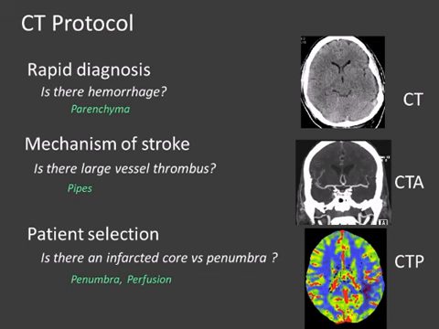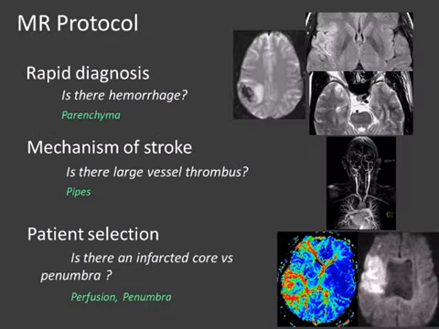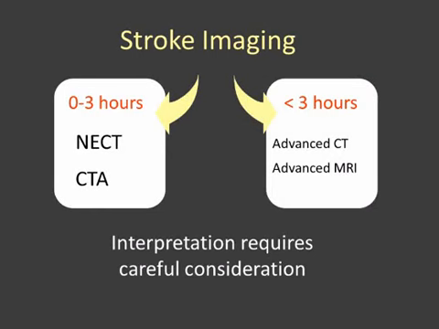You do a CT protocol. With a non-enhanced CT, you answer the question if there is hemorrhage or hypodensity. With a CTA, you answer the question, is there a large vessel thrombus? And finally, with CT perfusion, you answer if there is penumbra and tissue at risk. If you do an MR protocol, the same, maybe timing is just a little bit longer. Again, with all these sequences, you answer the same 3 questions. So whatever you do, CT or MR in acute stroke setting, the important thing is that you answer all 3 questions.